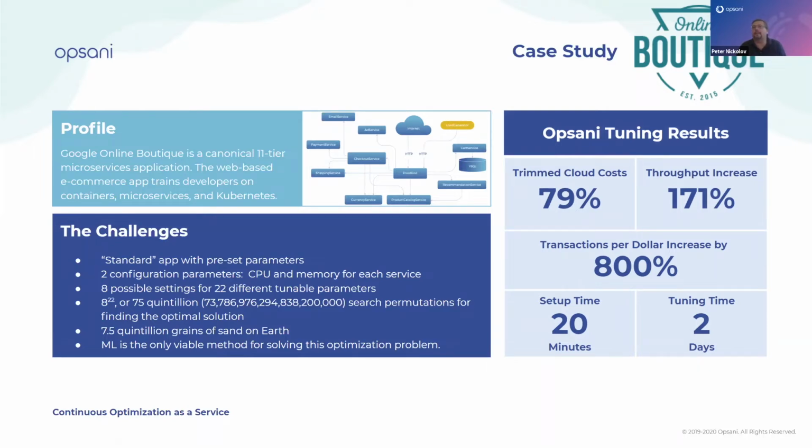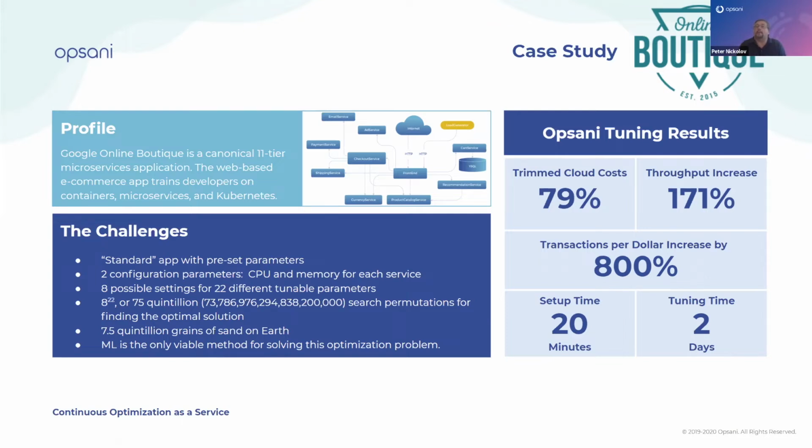And it was pretty straightforward to see that it was not running optimally. So we connected it to our continuous optimization as a service system. And these are the results. I'm going to give you the results that we got. We saw an 80% reduction in cloud cost. So you actually need to pay only about 20% of the cost for it.